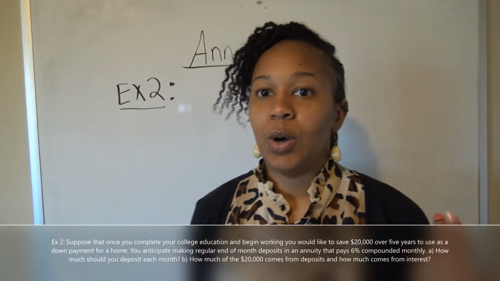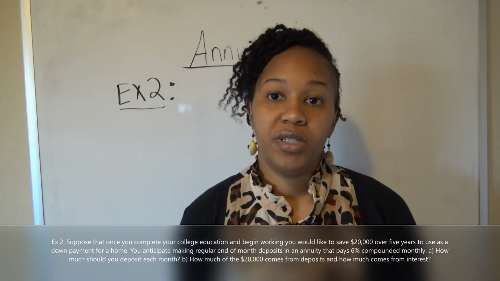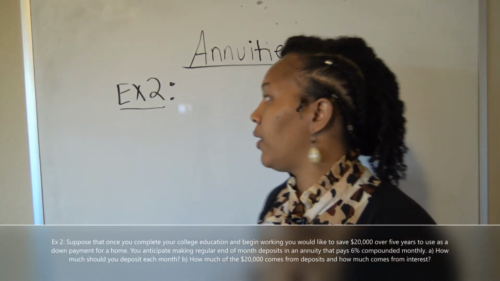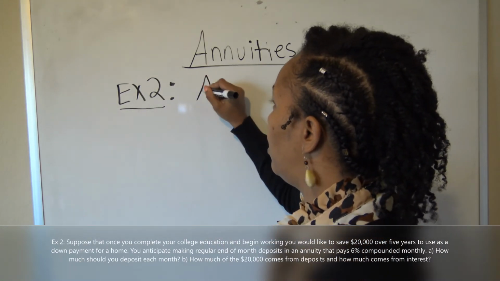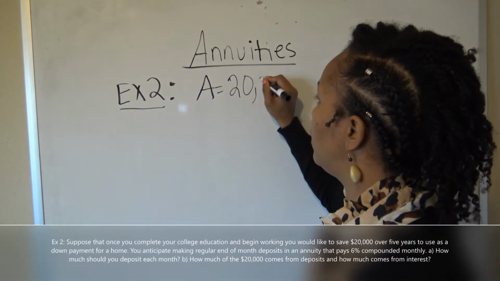Okay, so let's identify our variables. We're solving for P this time, so that means we should be able to figure out what is A, what is R, what is N, and what is T. A is the future amount of the annuity, which we want to be $20,000 because that's what we want to use for the down payment.